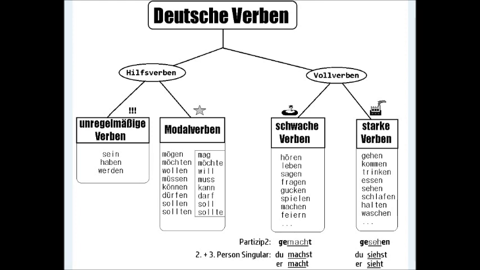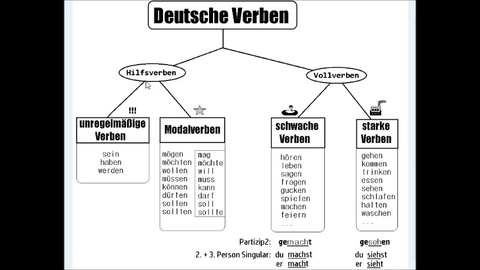This here says German verbs, in German Deutsche Verben, and these are the two types of German verbs. Main verbs, Vollverben, these are just normal verbs. And auxiliary verbs, Hilfsverben. These are special verbs that work in combination with another verb. Let's look at the auxiliary verbs first.